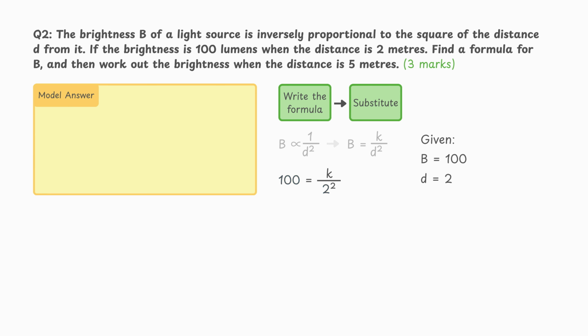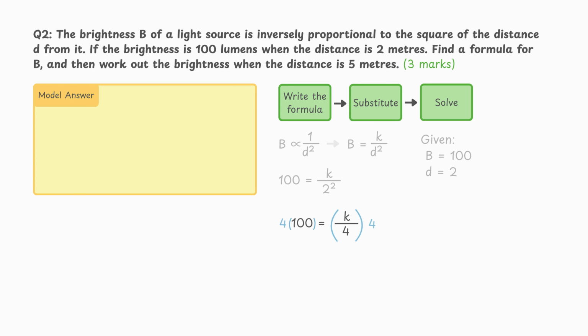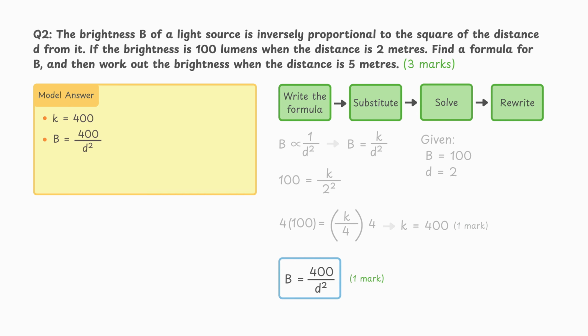100 equals K divided by 2 squared. Since 2 squared is 4, this becomes 100 equals K divided by 4. Next, multiply both sides by 4 to find K. K equals 400. Now we can write the formula connecting B and d. B equals 400 divided by d squared.